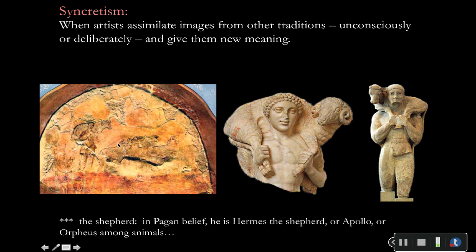For instance, here we have the shepherd again, but here are two examples where we see sculptures of pagan gods. Here we have Hermes, who is also represented as a shepherd, and then we have Apollo, who is often represented with sheep. Orpheus is another one of these gods who's oftentimes represented in just the same manner as the shepherd.